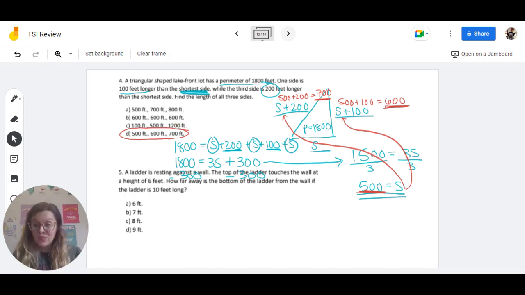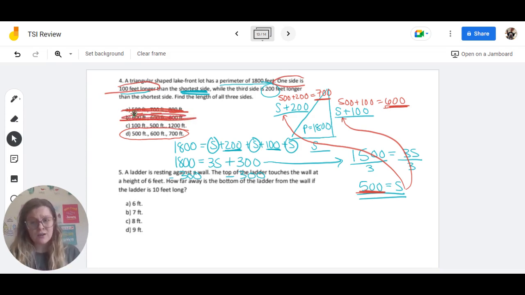Okay, so that's the long way. The short way is you are going to make sure that all of these guys add up to 1,800, right? So if I were to add 500 plus 700 plus 800, that doesn't give me 1,800. So automatically I can rule that out. All the other ones will add up to 1,800. And then I'm going to look to make sure that every single one has two numbers that are 100 apart and 200 apart. So I'm looking at B and I'm like, well, in my problem, it says one side is 100 feet longer than the other. Well, these are all the same. So I'm going to get rid of answer choice B.